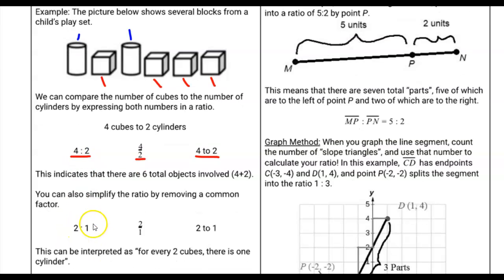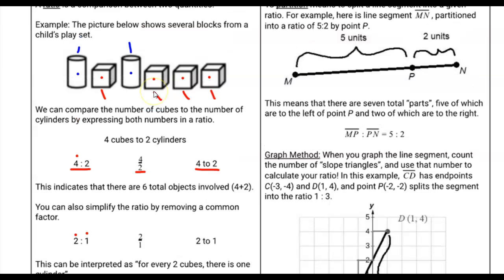So you could read this as, for every 2 cubes, remember the first number was cubes before? For every 2 cubes, there's 1 cylinder. And that's true, because for every 2 cubes, like these 2 cubes, there's 1 cylinder. And then you can count the other 2 cubes, and then you can count again the second cylinder. So that's how ratios work. For every this many parts, there's this many parts.